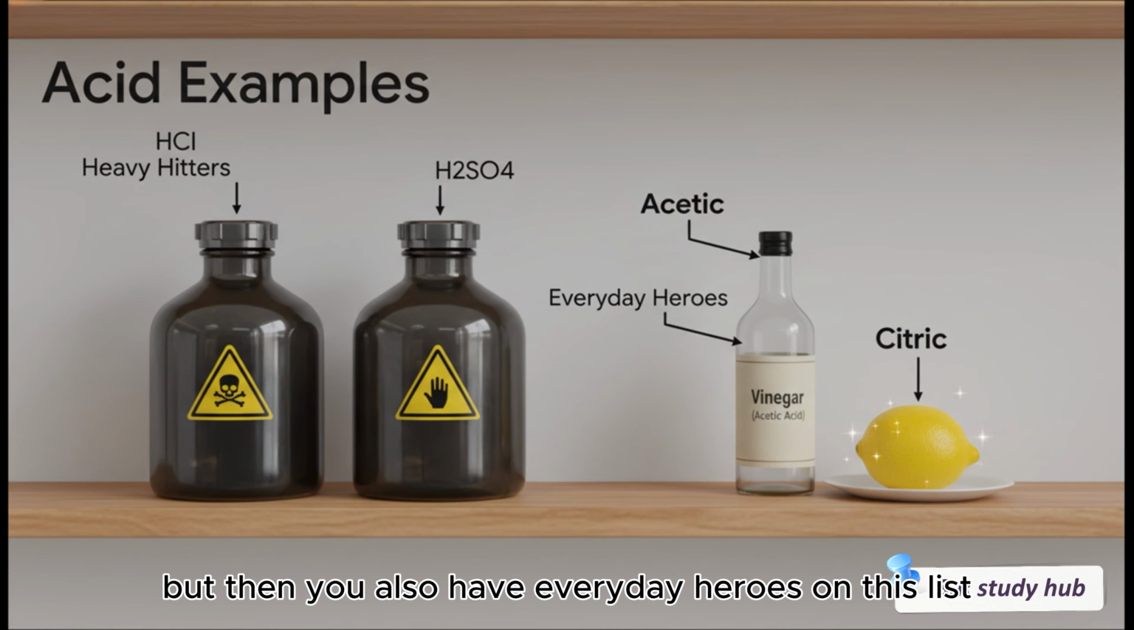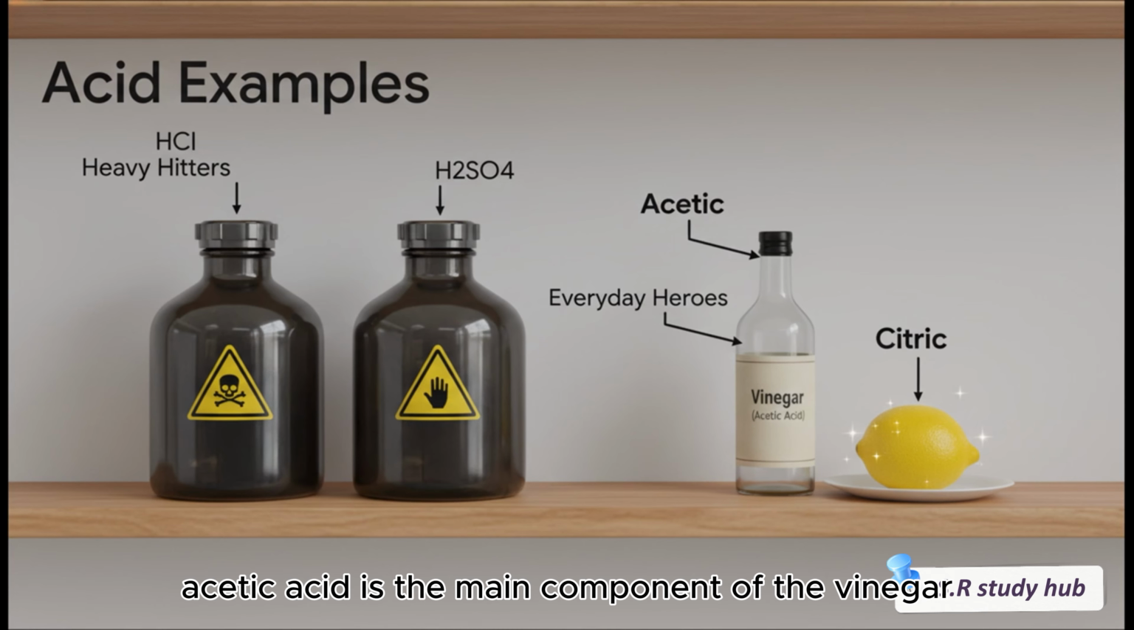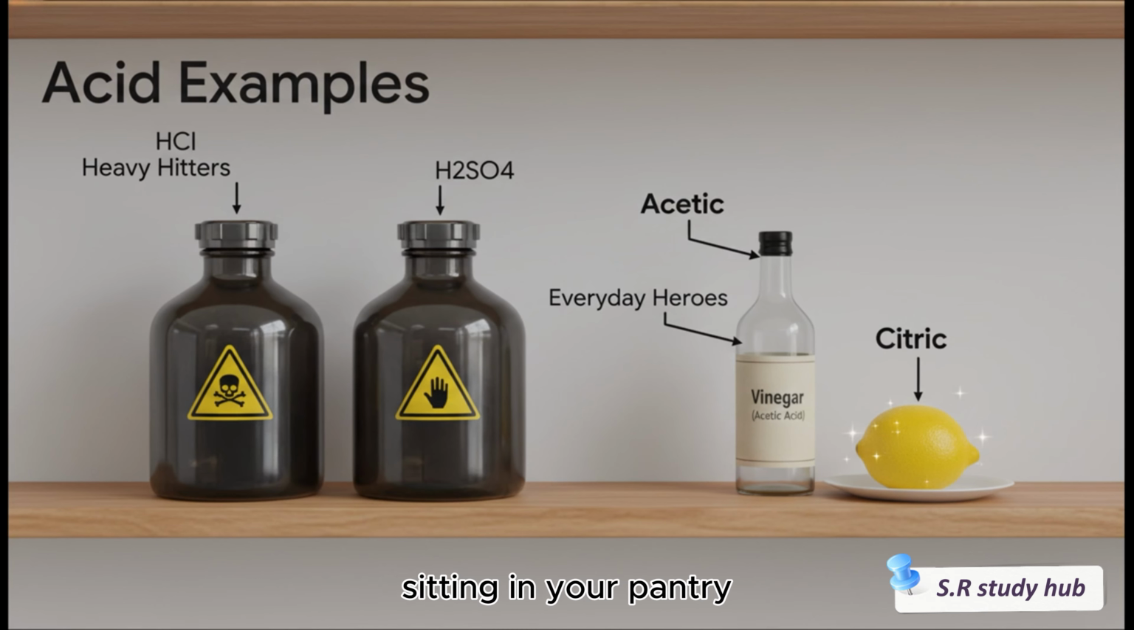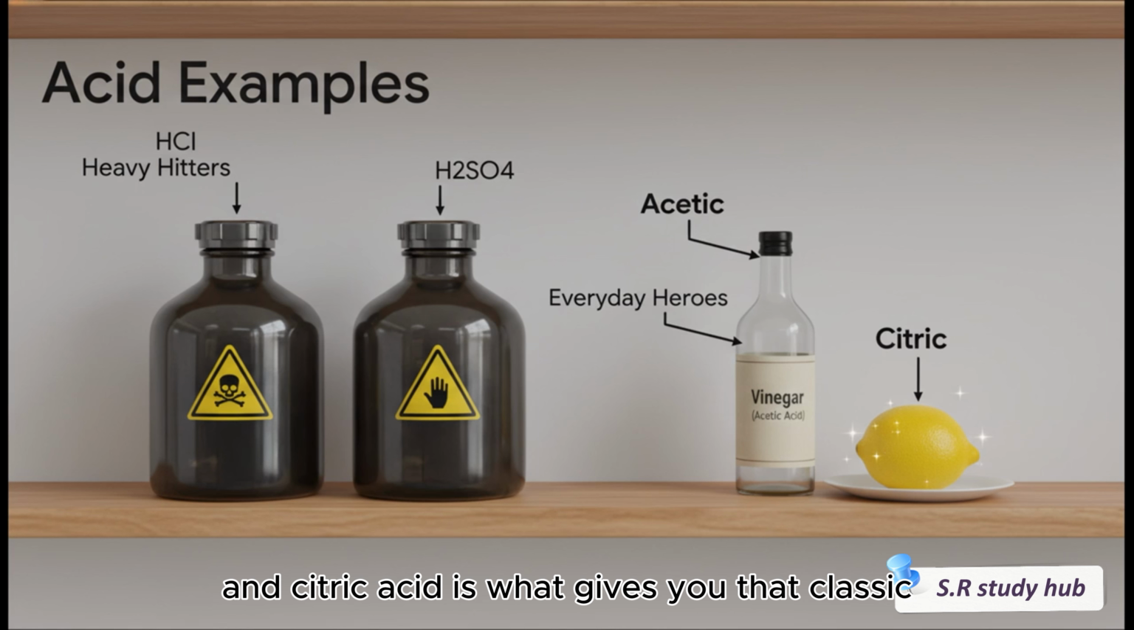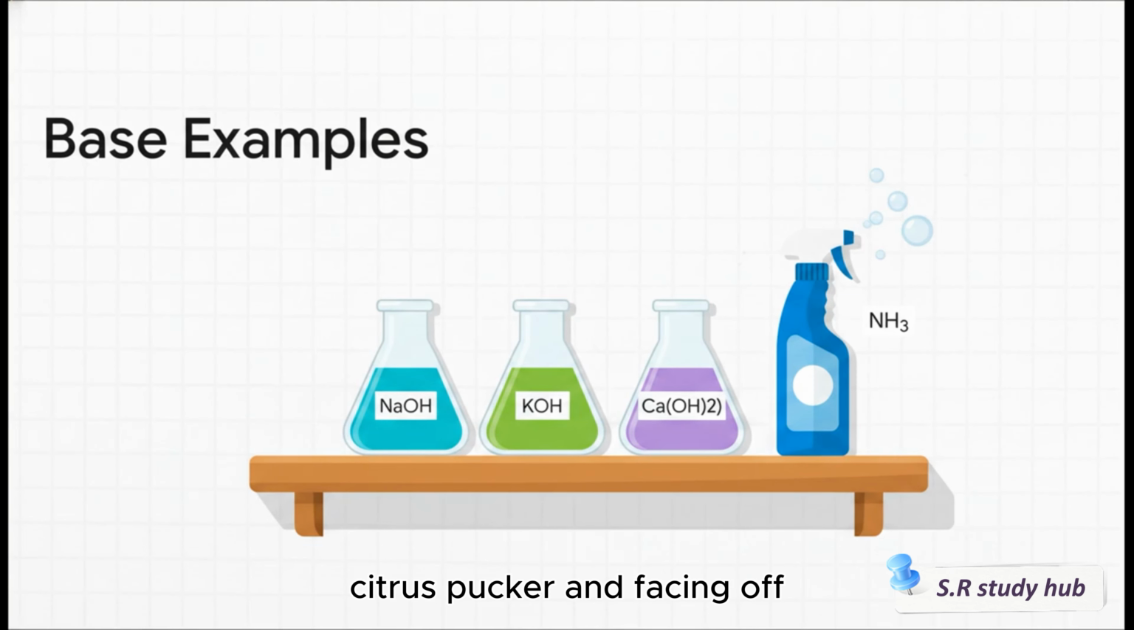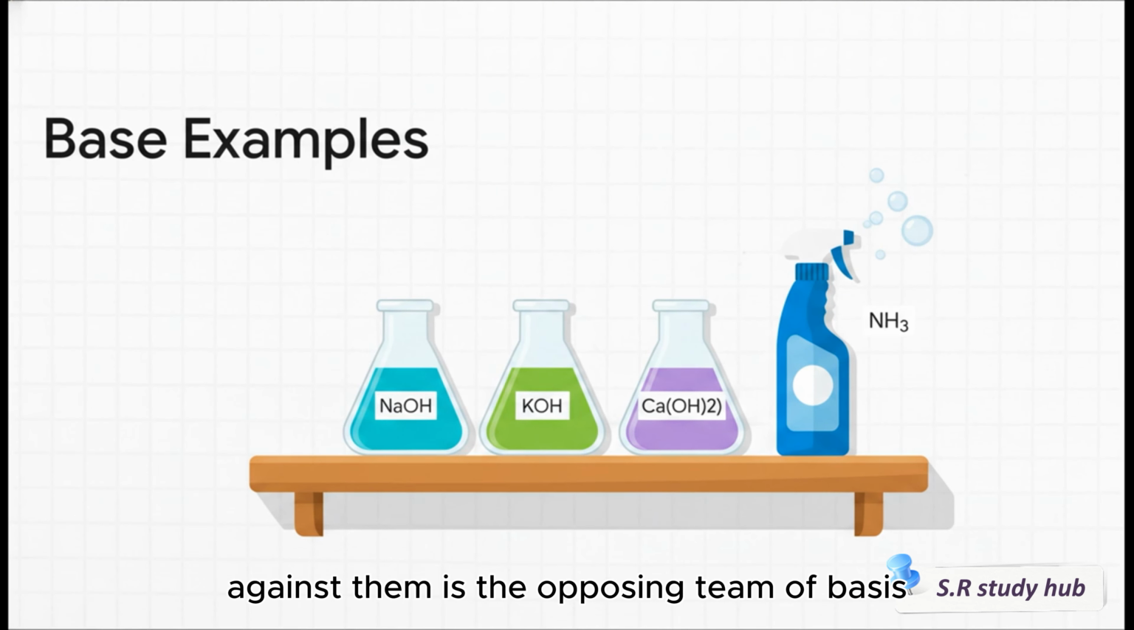But then you also have everyday heroes on this list. Acetic acid is the main component of the vinegar sitting in your pantry, and citric acid is what gives you that classic citrus pucker. And facing off against them is the opposing team of bases.